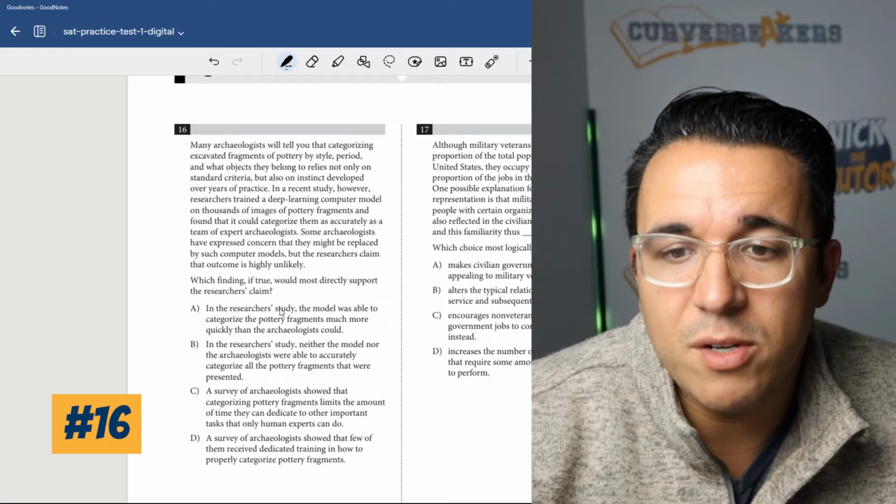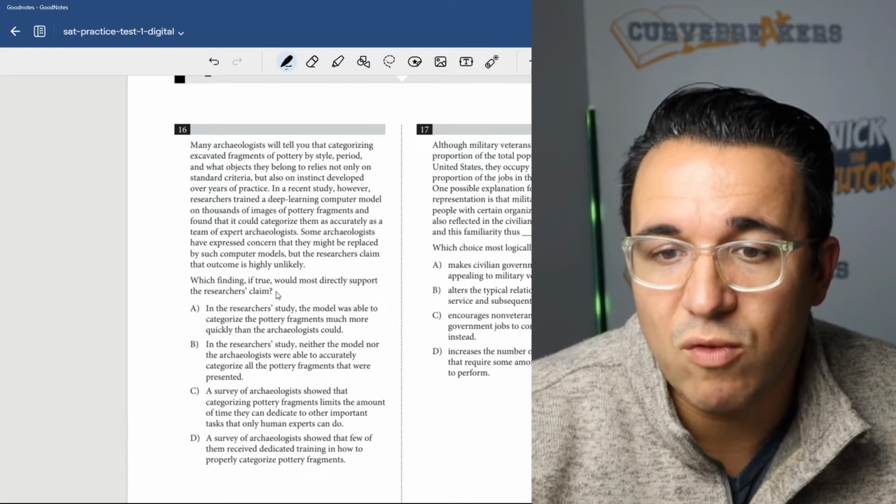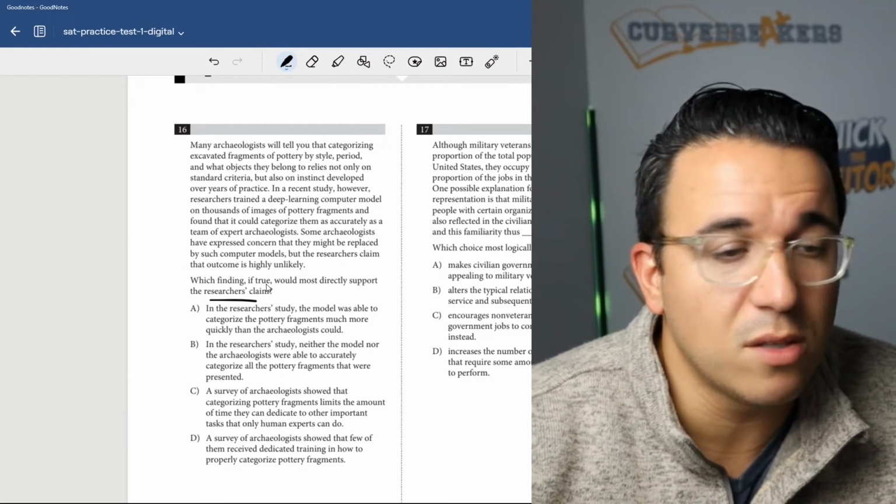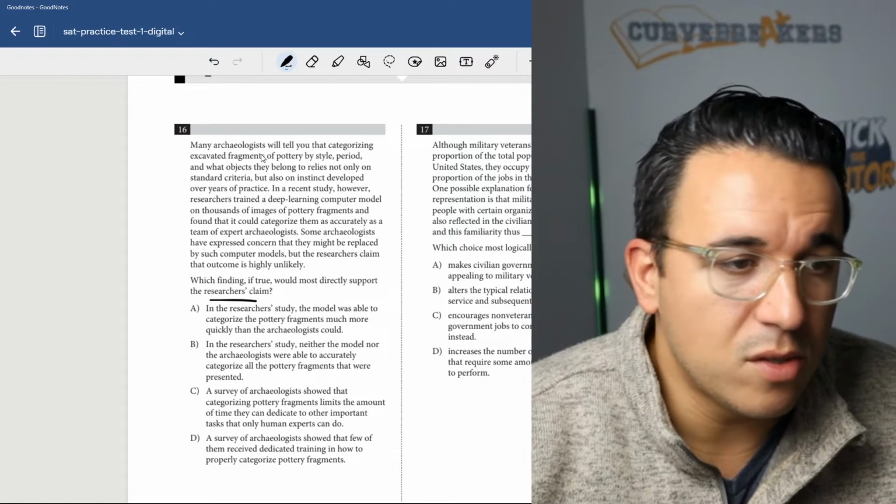All right, let's get into number 16. Which finding, if true, would most directly support the researcher's claim? So I want something that supports their claim. This is always a tough kind of question.